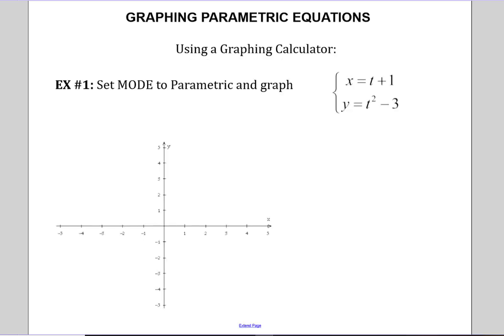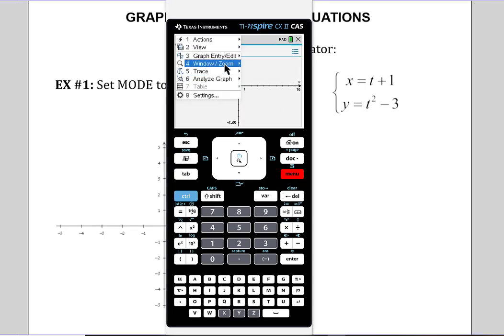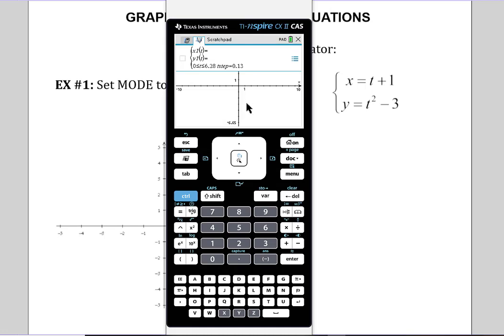This one we're going to use our graphing calculator and set the mode to parametric and then graph it. So let's open up our calculator. In the menu on your graphing calculator, you can go Menu, number 3, and Parametric on the TI Inspire. We're going to graph t plus 1 as the first parameter, and then we're going to graph t squared minus 3 for the second.